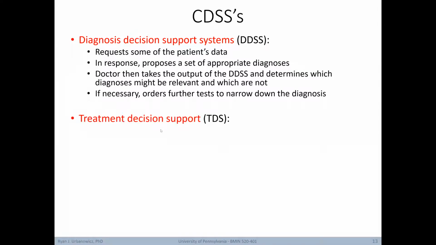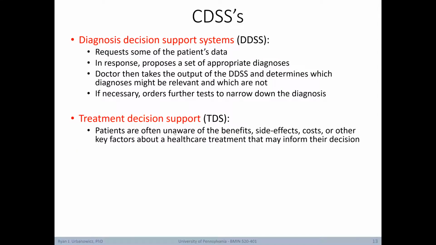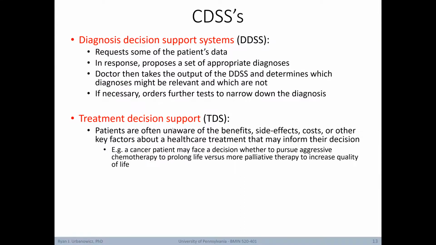Differently, a system for treatment decision support, or a TDS, might be useful in the case where patients are often unaware of the benefits, side effects, costs, or other key factors about a healthcare treatment that may inform their decision as a patient. For example, a cancer patient may face a decision whether to pursue aggressive chemotherapy to prolong life versus more palliative therapy to increase quality of life.